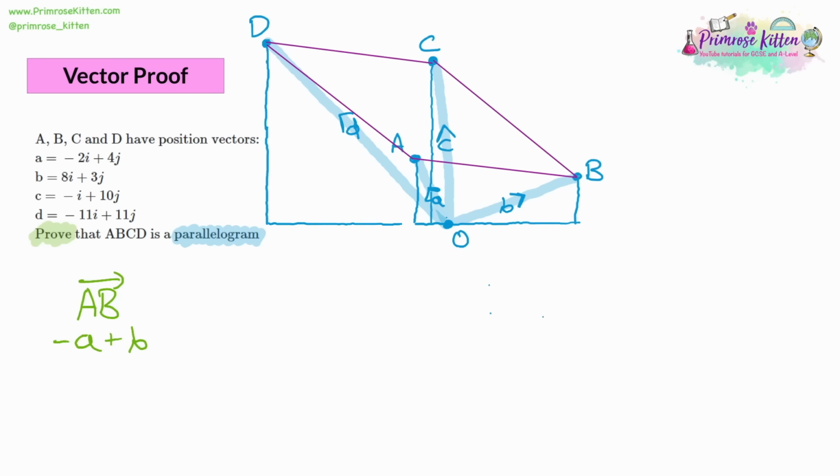So what's negative A going to be? Well, we've already got A. It's negative 2i plus 4j. So the negative version of that, we're going to flip the signs. So it's going to be 2i minus 4j.